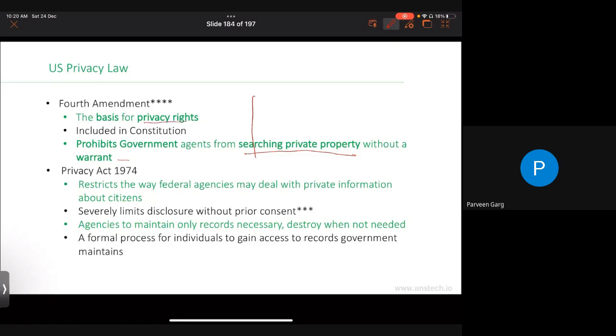Remember that. Based on that, the first Privacy Act came in 1974. What is important is that it limits disclosure of any information related to a person without prior consent. These are the two keywords. If I am a government agency and I hold your private data, I cannot disclose that information without your prior consent. The rest is a formal process for individuals to gain access to records, which you can read and understand. But the keywords are: limits disclosure without prior consent.